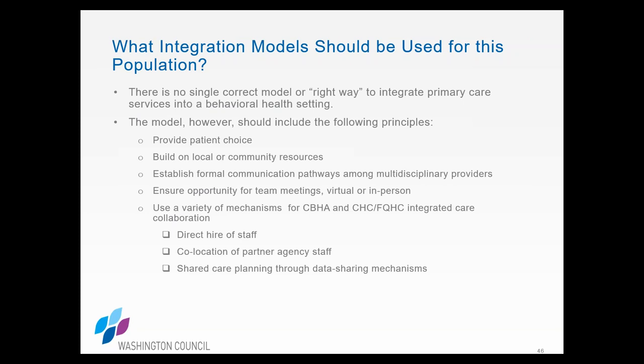And then to think about using different mechanisms for collaborating between behavioral health and a primary care setting, which could include things like directly hiring staff or co-locating staff from a partner agency or developing a shared care plan. Next slide.